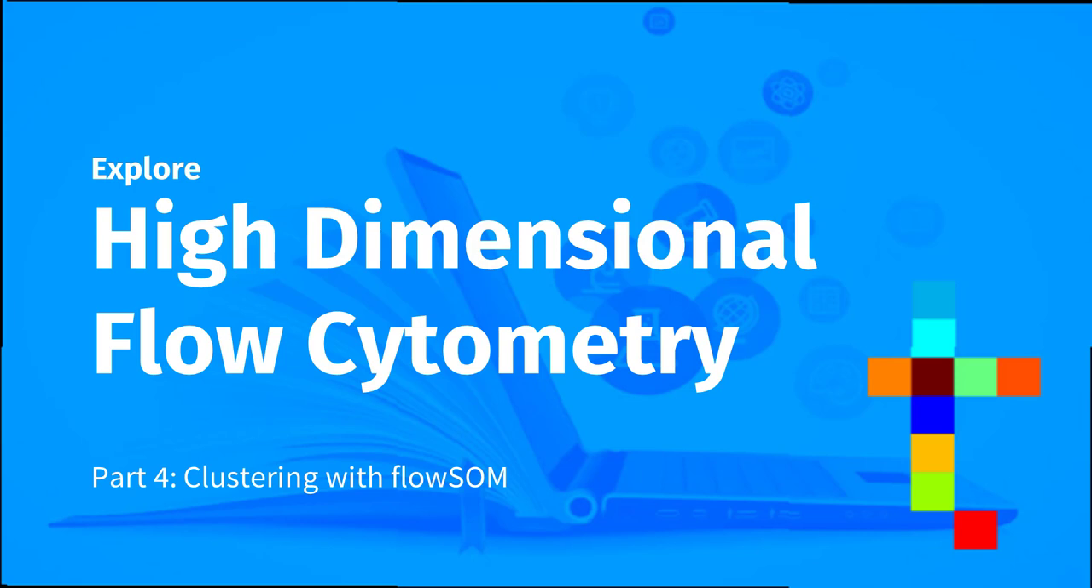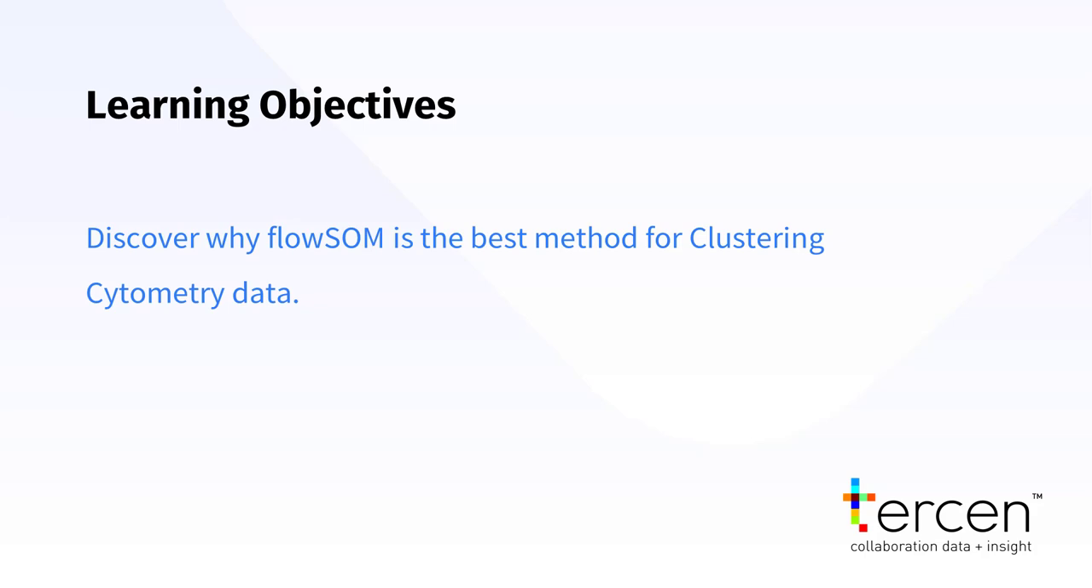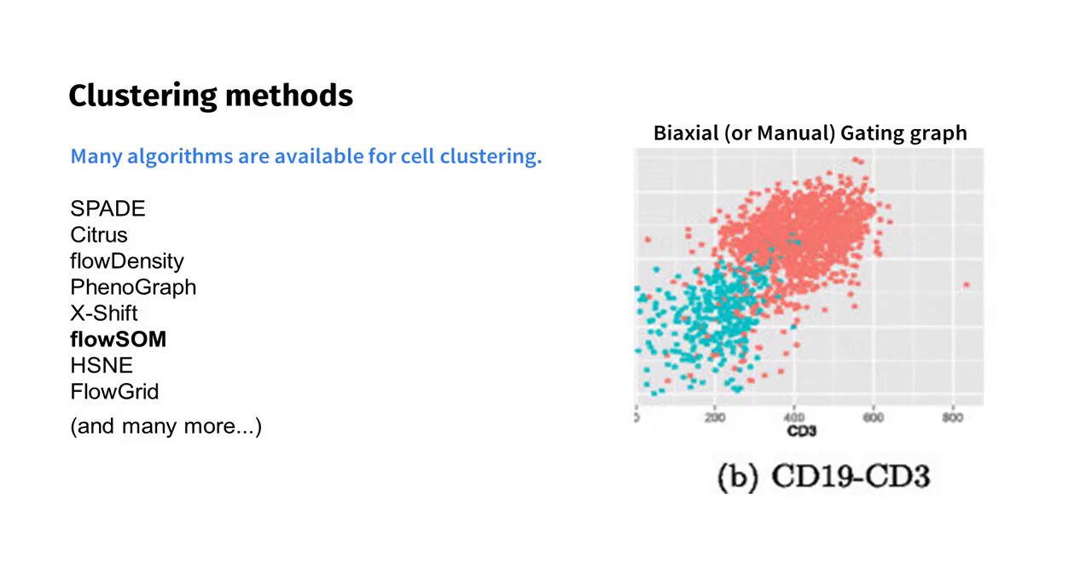Today we'll take a look at how Tercen uses algorithms to shape cell populations into clusters. Being able to see the phenotypic populations and identify patterns in their relationships is what flow cytometry is all about. Typically, clustering is done through biaxial or manual gating, and many algorithms have been developed to automate this. In fact, quite a few in the last 5 years.